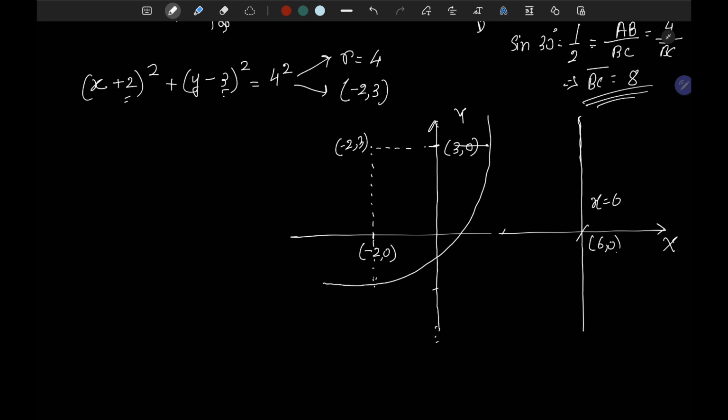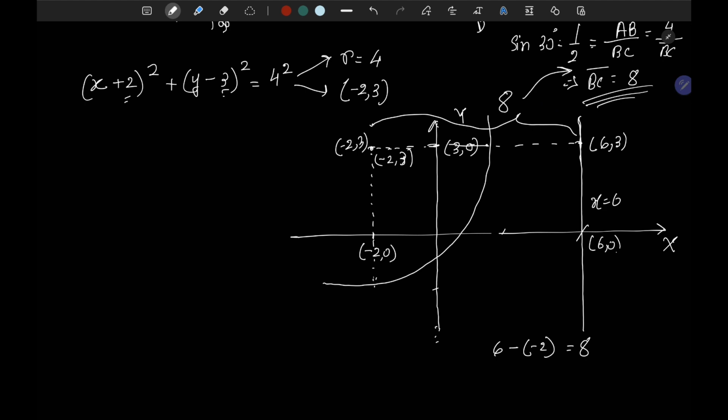So let's calculate the distance of this line from the center of this circle. The center of this circle is at minus 2 comma 3 and your this point, suppose if we drop a perpendicular from here, your this point is at 6 comma 3. Can you see something from these two measures? What is the distance between these two? The distance is nothing but 6 minus minus 2, which is 8. So that means your this distance is 8, which is equal to your this radius.